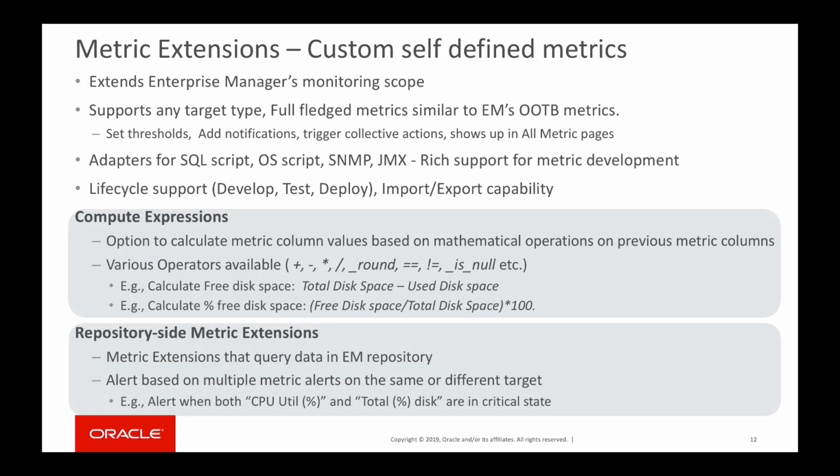Another feature is repository-side metric extension. This is another type of metric extension that allows you to use SQL scripts to extract information directly out of the EM repository. One of the benefits of doing this is that you can set the alert based on the state of multiple metric alerts coming from the same target or different targets. Say you are monitoring a target. CPU utilization and total disk space are the metrics you care about. You can set an alert only when both metrics cross the threshold.